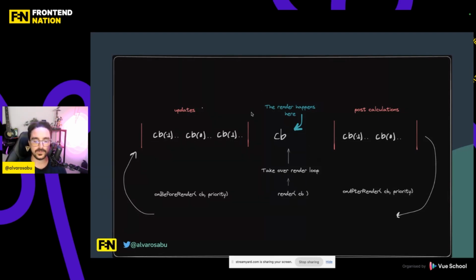Then we have the render, where we render the scene with the camera and the objects. Now it's possible to override and take over the render loop by using the render method. The only thing that you need to pass is the callback. Then you might want to do post calculations for the next frame, for example, for physics or other methods. So similar to onBeforeRender, we now have onAfterRender with the same parameters, callback and the priority.